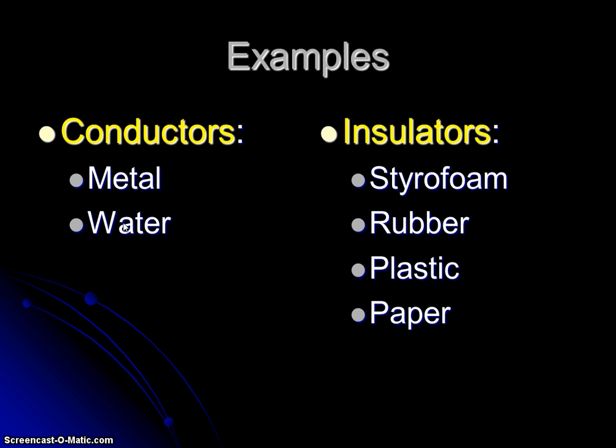Insulators: styrofoam, rubber, plastic, paper, glass is often used as an insulator. These things keep electrical charges from flowing easily. It's a very similar concept to conductors and insulators with heat.